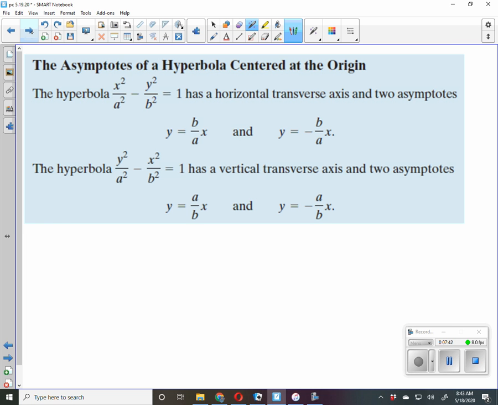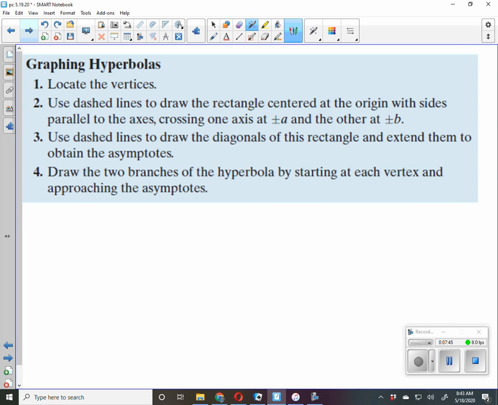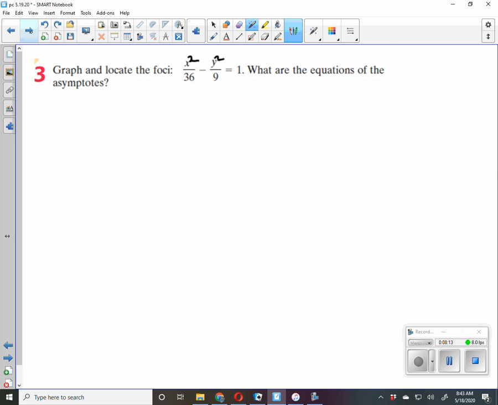Again, more of the same formulas. They're going to suggest that we locate the vertices, use dashed lines to draw the rectangle centered at the origin with sides parallel to the axes. That way we can draw the asymptotes, right? Draw the asymptotes. And then lastly, draw the two branches of the hyperbola by starting at each vertex and approaching the asymptotes. So let's see what that looks like.